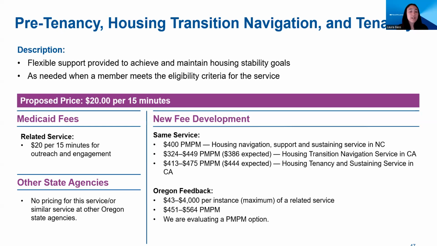So these values are $400 PMPM for housing navigation in North Carolina, approximately $386 PMPM for housing transition navigation in California, approximately $444 PMPM for housing tenancy and sustaining services in California, anywhere from $451 to $564 PMPM based on feedback from entities in Oregon beyond our research, and then anywhere from $43 to $4,000 per instance based on feedback from entities in Oregon beyond our research. And that really highlights the wide range of possible effort needed for any one member, which could span many months. Next slide.